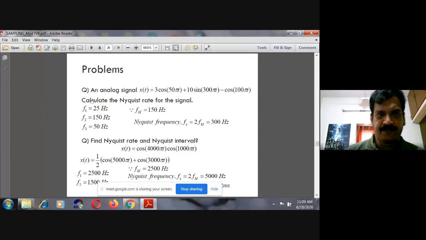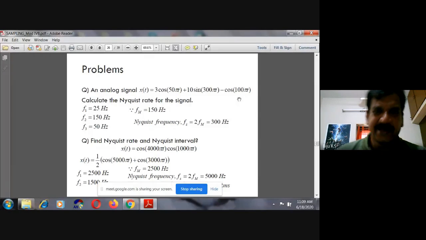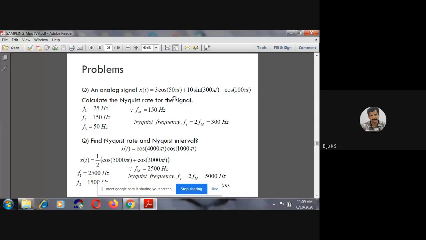Okay, first problem. Question one: an analog signal x of t is equal to 3 cos 50 pi t plus 10 sine 300 pi t minus cos 100 pi t. Calculate the Nyquist rate for the signal. So when you go for the signal, even though the signal is a combination of sinusoidal and cosine functions, what is the sampling rate or Nyquist rate of this signal? Okay, so first we will write.